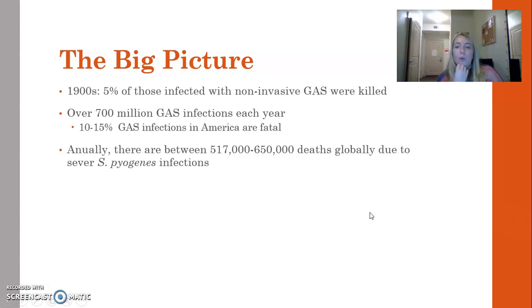The places that you need to worry about this being fatal are third world countries, for sure. Places where they don't really have good antibiotics. Annually, there are only around 517,000 to 650,000 deaths. If you think about it, with 7 billion people on the planet, that's really a pretty small number. Just because we are at a point in modern medicine where this is really not a big issue. So, I hope you guys learned a little bit about GAS infections.